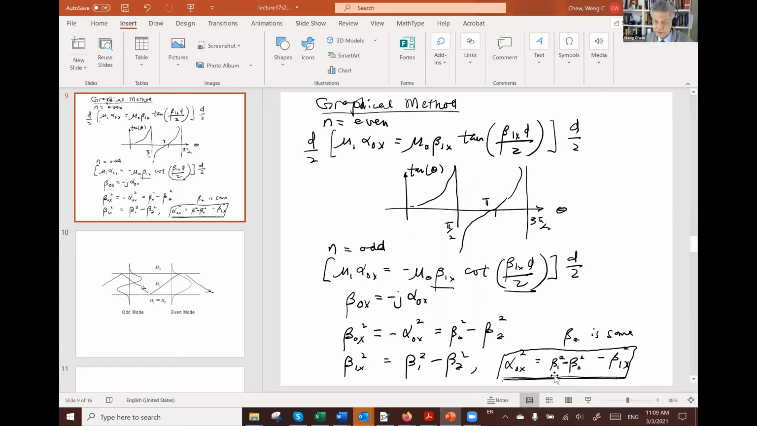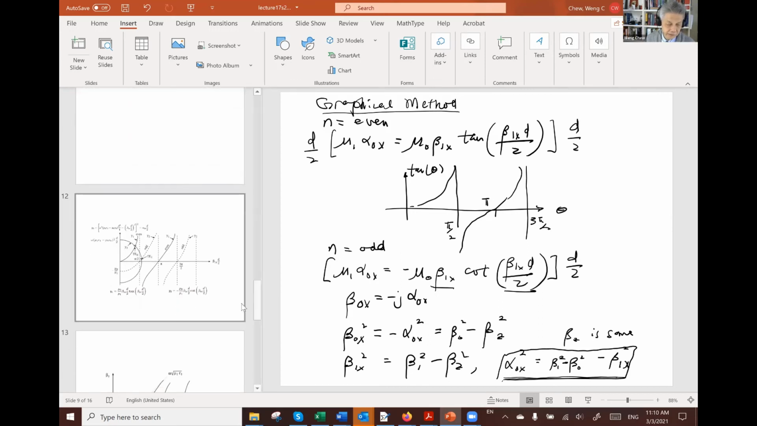So the only variable I have in my equation is beta 1x, because beta 1 cannot be changed. Beta 0 cannot be changed. Only this number can be changed. And when I plot this thing, I keep that in mind.